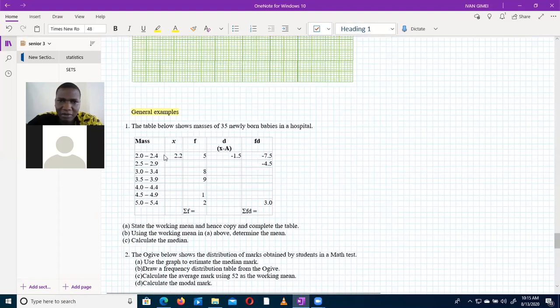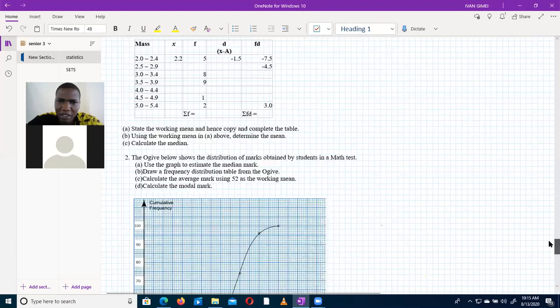This one is just a table. They're saying the table shows the mass of the newly born babies in the hospital. They have the mass, and they're given the value of X, which is the mid-mark, and the value of F, which is the frequency. It's just like a puzzle where you're supposed to fill the gaps. Then you answer the questions following.